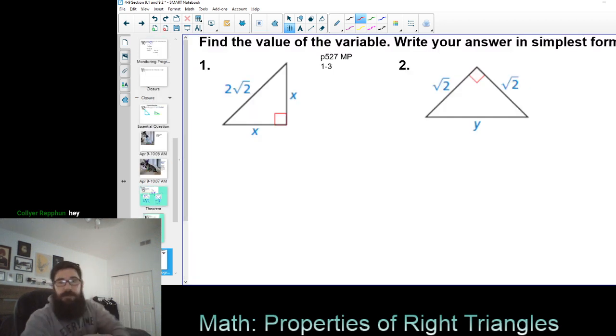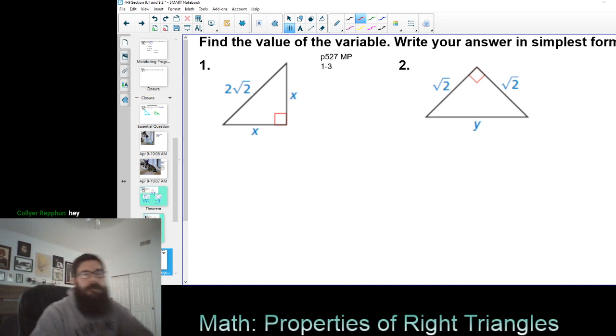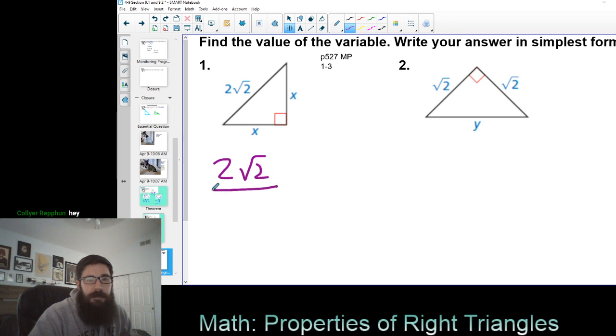Let's do a little bit more here so you can see a couple examples. I can tell my first triangle is a 45, 45, 90. We're on page 527, the monitoring progress numbers 1, 2, and 3. I've been given the hypotenuse. I want the leg. I'm going to take my hypotenuse. Every time to find the leg on a 45, 45, 90, I divide by square root 2. Those will cross cancel. What does x equal? 2. That's it.